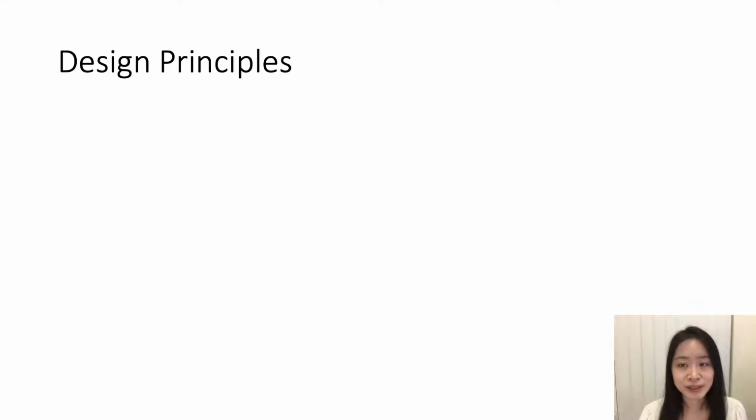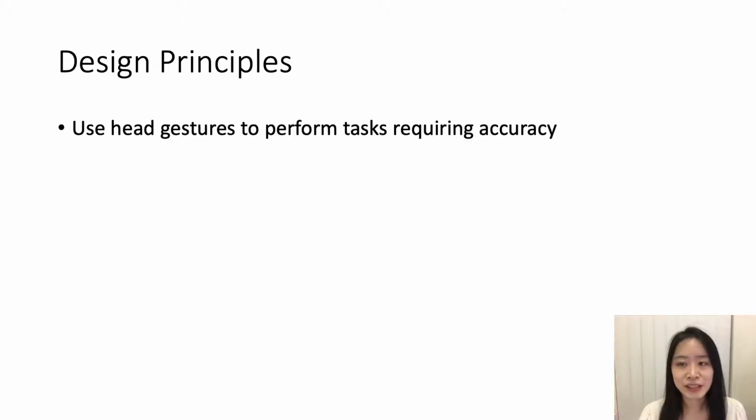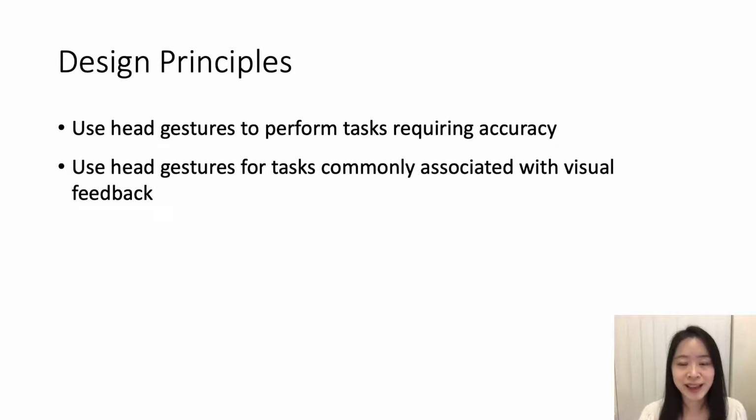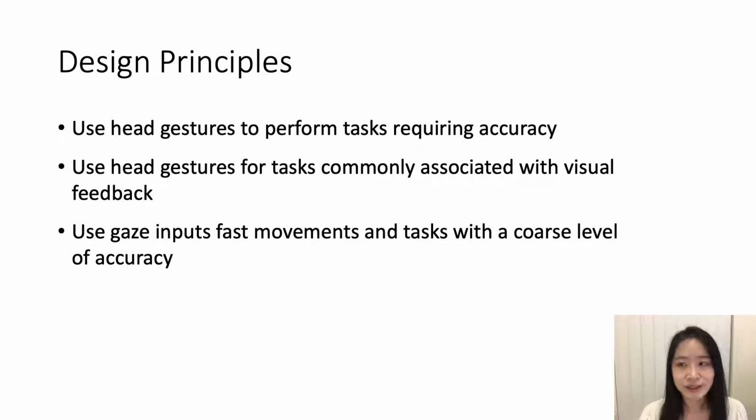Based on the characteristics of head and gaze inputs, we derived three design principles. First, use head gestures to perform tasks that require high accuracy. Second, use head gestures for commands associated with visual activities. And third, use gaze input for tasks that can benefit from fast movements and only require a coarse level of accuracy. Let's apply the design principles to a gaze path-based text entry interface.